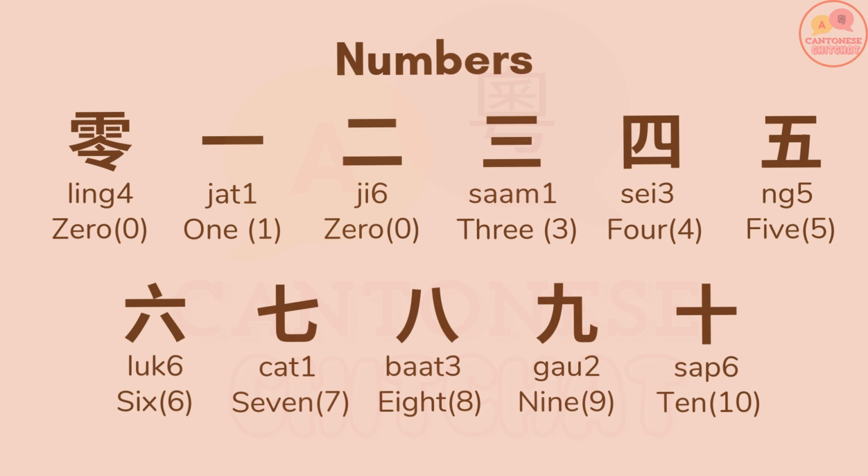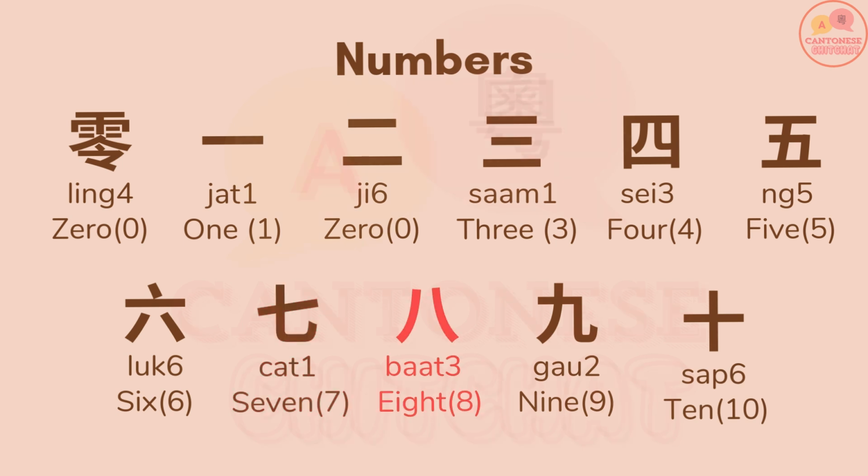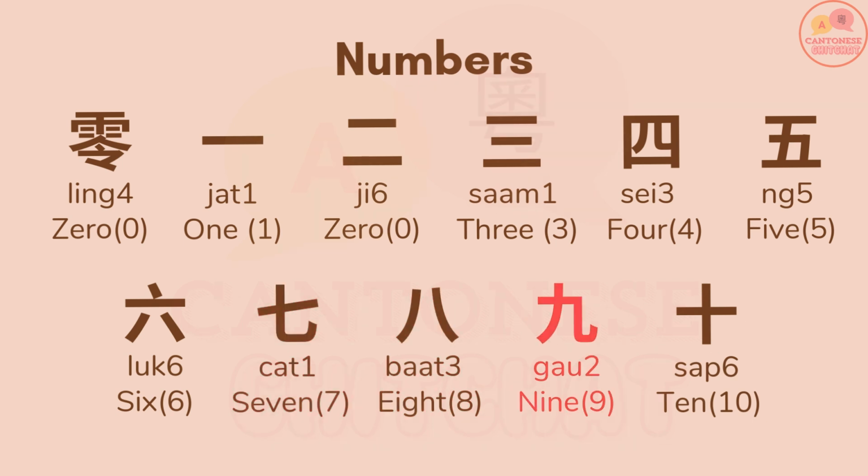Now let's count from 0 to 10. 零. 一. 二. 三. 四. 五. 六. 七. 八. 九. 十.